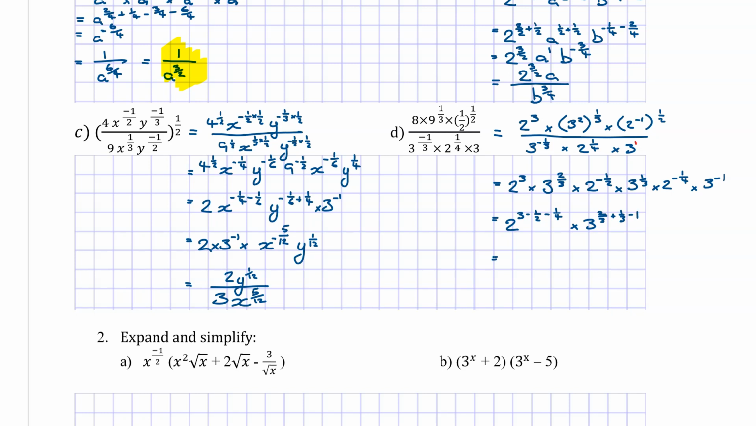And then what we're going to find is 2 to the power of 3 minus half minus a quarter. That's going to be 2 to the power of 2.75. Or we could rewrite it as 2 to the power of 9/4 times 3 to the power of 0. And that will simply come out as 2 to the power of 9/4. So not so difficult after all.